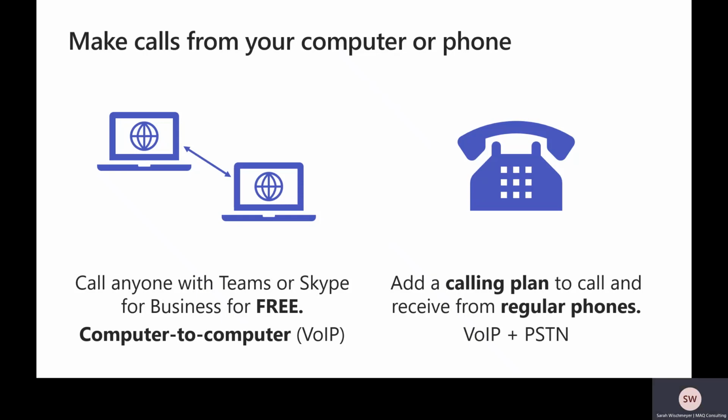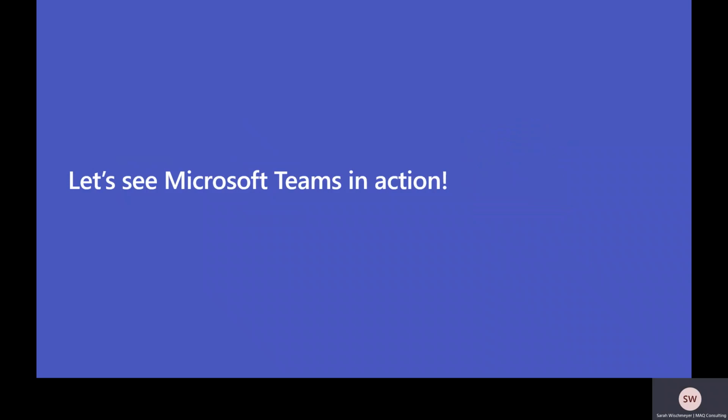If you have a calling plan enabled, you can call anyone, including regular phones, standard phone numbers, and people can reach you in Teams from their phone lines as well. So you're using a PSTN network. Your IT admin can hook up your organization's licensed calling plan with Teams, and then in Teams, you'll have a dial pad option to dial phone numbers. So let's see Teams in action.